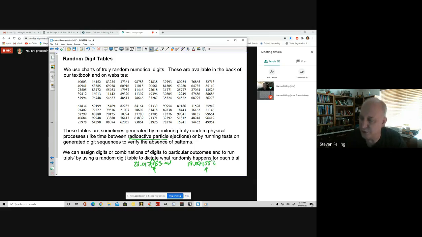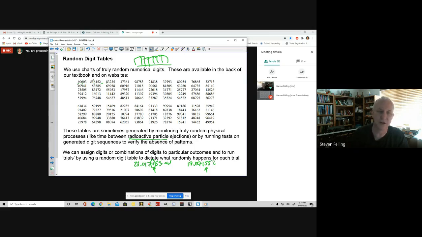So they use processes in the natural world that are known to be truly random. Okay, and then they analyze the data. They take all of this data and look at it and make sure that if they do a histogram, all the values are the same. There's not more of one value than the other. And then they look at every other one and make sure that there's no pattern there.